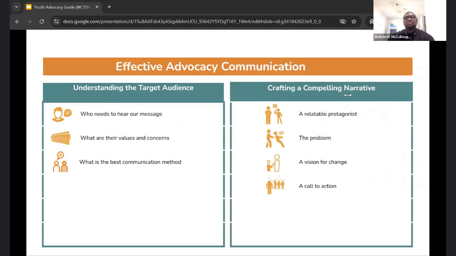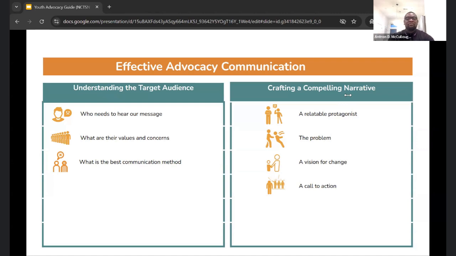So, how do we understand what the target audience needs? Different audiences require different approaches. So let's continue to build this together. To effectively communicate, let's consider three of the following. Who needs to hear our message? Is it legislators, community members, donors, or media outlets? What are their values and concerns? How do we align our message with the audience priorities in order to increase that engagement?